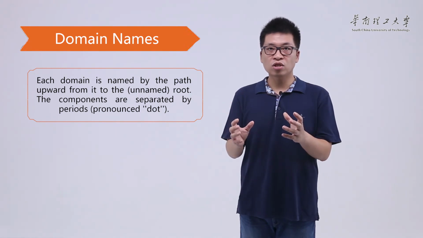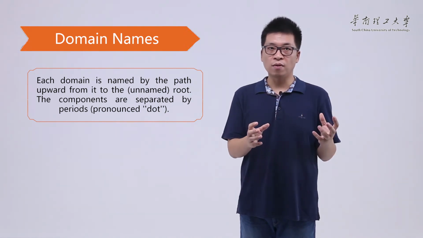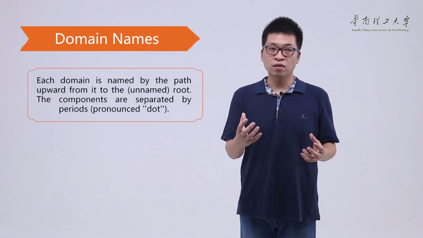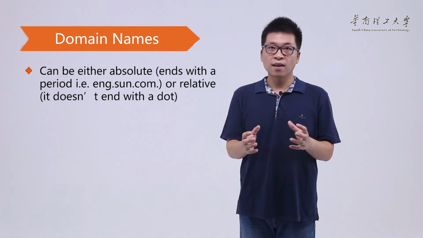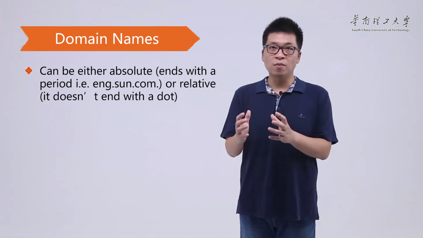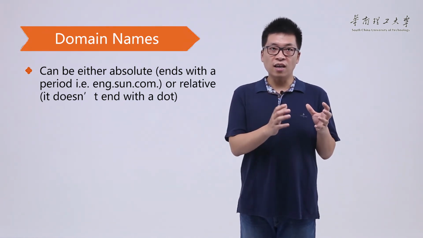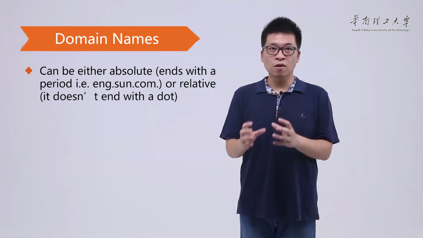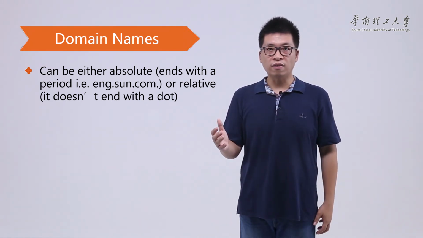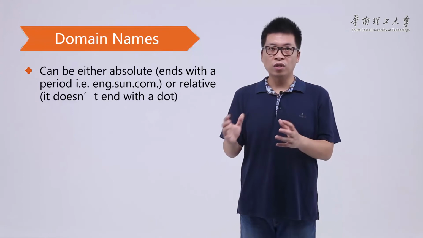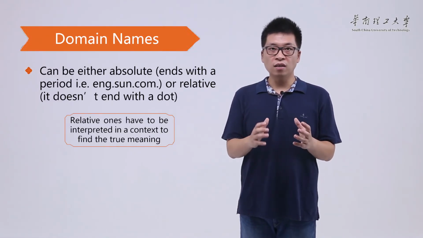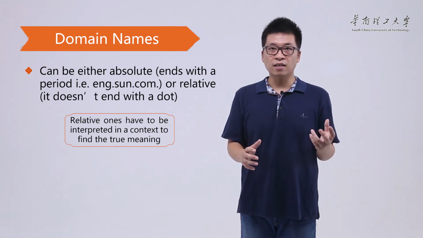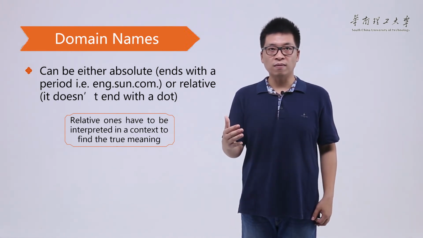The components are separated by periods, pronounced as dot. The domain name can be either absolute, ending with a period, that is eng.sun.com., or relative, which does not end with a dot. Relative ones have to be interpreted in a context to find the true meaning.